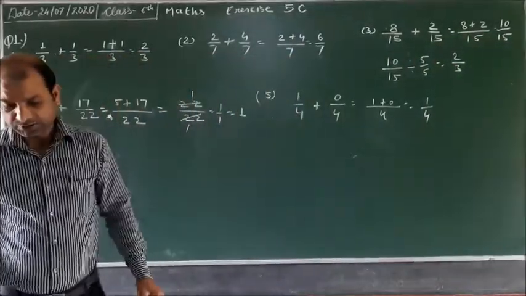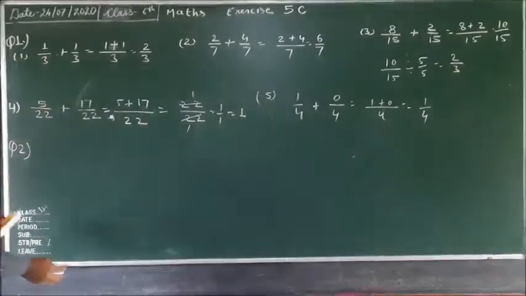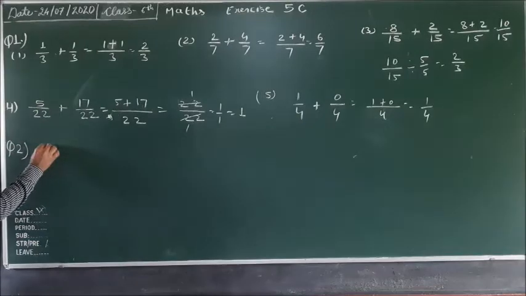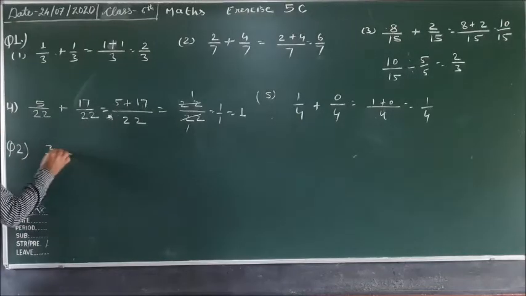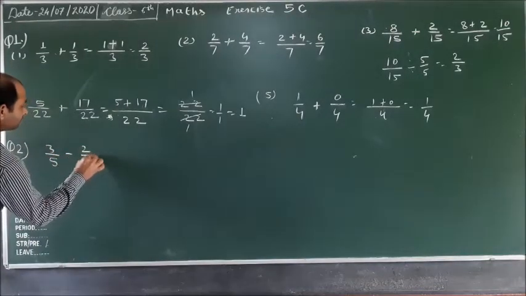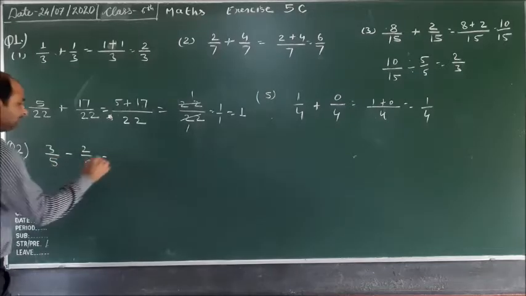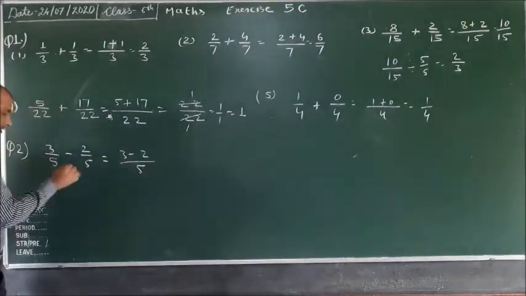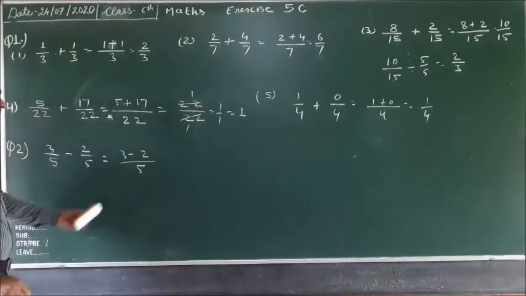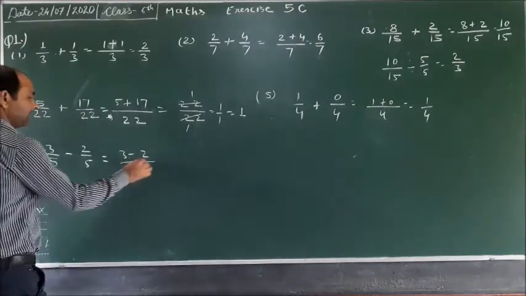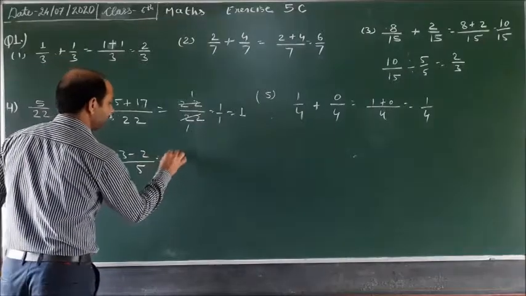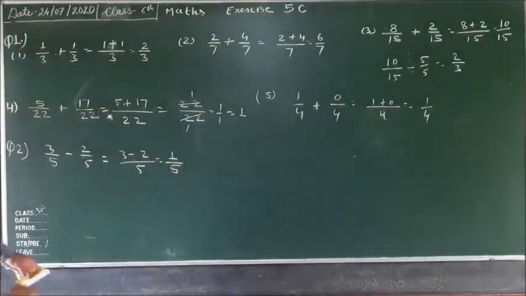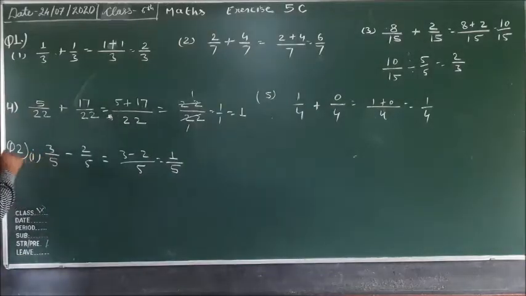Okay. Now the second question, same kind of question. In the first question we add; in the second question we subtract. 3/5 minus 2/5 equals 3 minus 2 over 5. We take the LCM of denominators. Your LCM is 5. Then 3 minus 2 equals 1/5. This is your answer. This is the first. Okay.